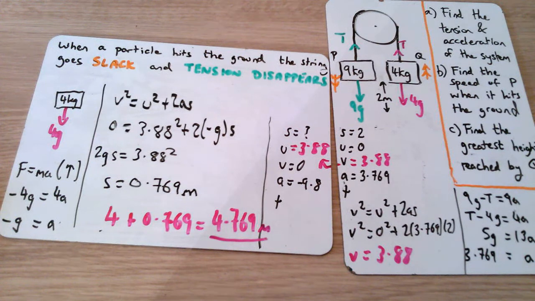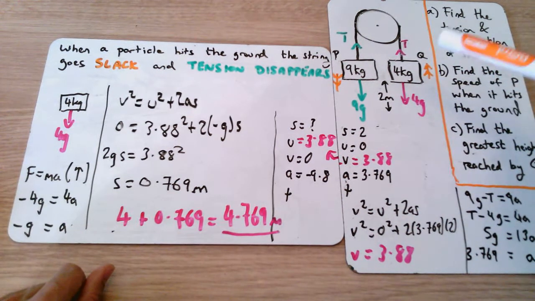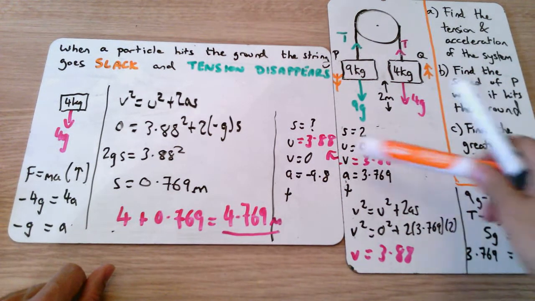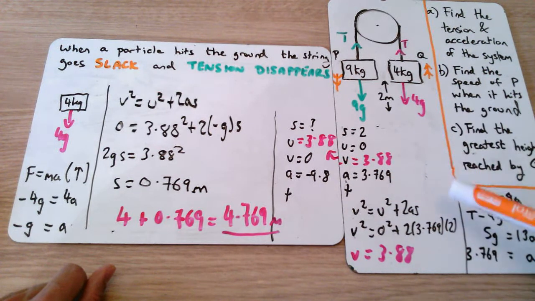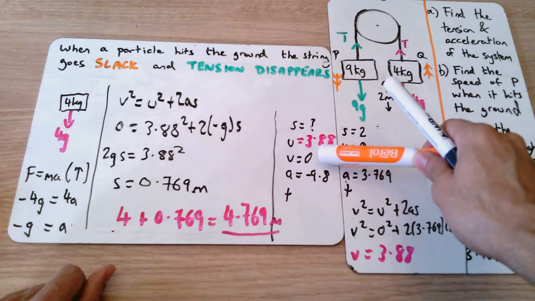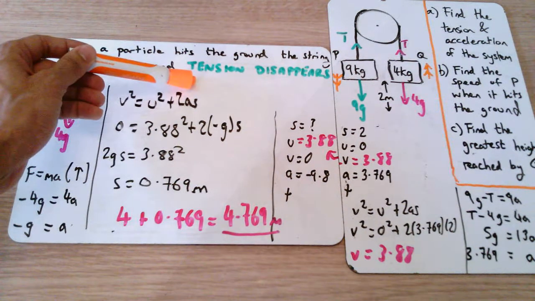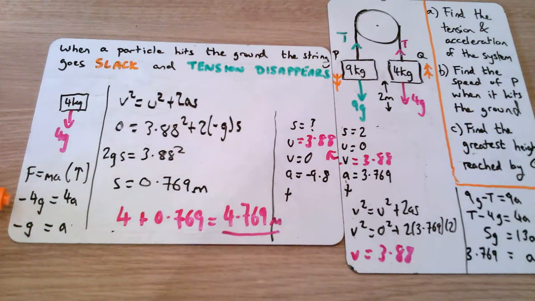So, quick final review of this just to reiterate what we've done. We worked out the tension and acceleration via simultaneous equations. We then created our two SUVATs, and we said the final velocity of the first SUVAT became the initial velocity of the second. But it's very, very key for us to understand that when the particle hit the ground, the string went slack and the tension disappeared, and we had to work out the new acceleration.